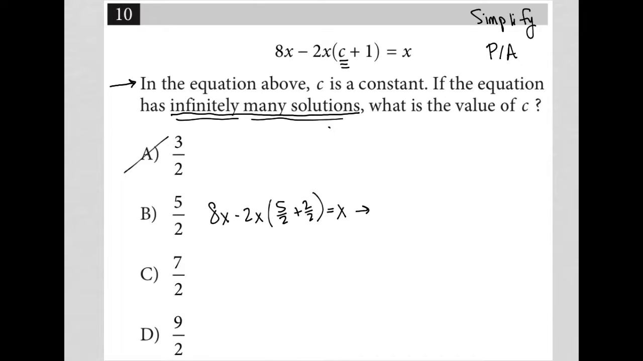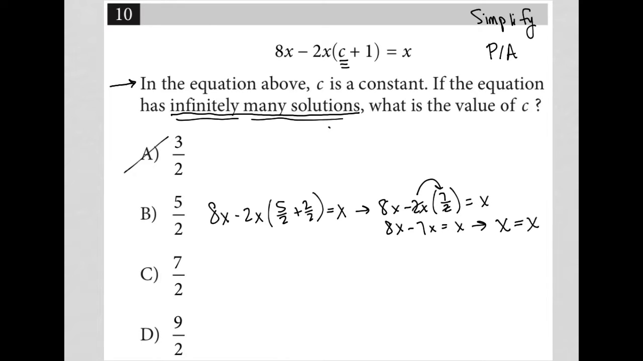When I simplify, I have 8x minus 2x, 7/2 equals x. When I distribute this 2x, or when I multiply that by 2x, I get 8x minus 7x equals x. Again, the 2's cross cancel. Otherwise, I'd have 14x over 2, which then turns to 7x. 8x minus 7x equals x. And this is true, right? Because 8x minus 7x is, in fact, x.